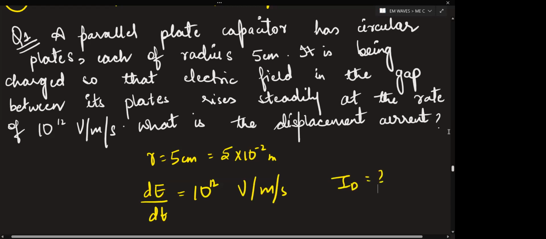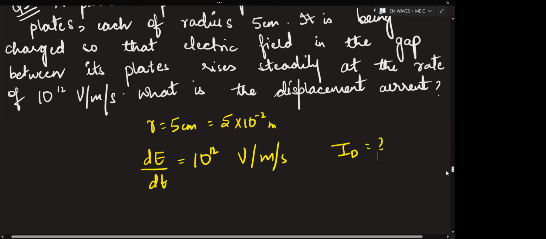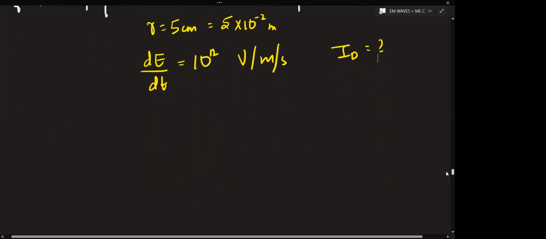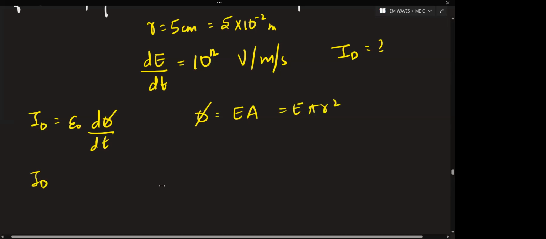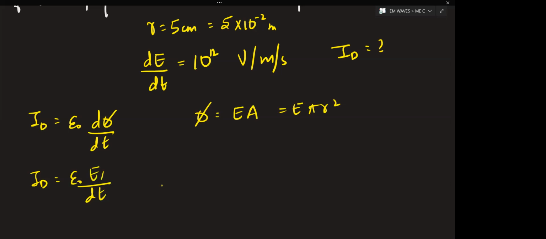Displacement current is asked. If you remember, the formula of displacement current is what? ID is epsilon naught d phi over dt. Now, phi is what? Phi is electric field multiplied by area. So here also it will be electric field multiplied by pi r square. Put it in this formula. This becomes epsilon naught d over dt. Instead of phi, you will put E into pi r square.